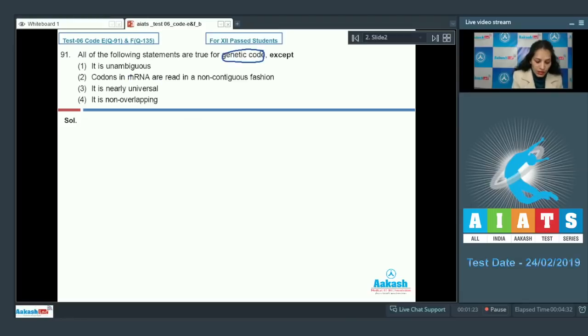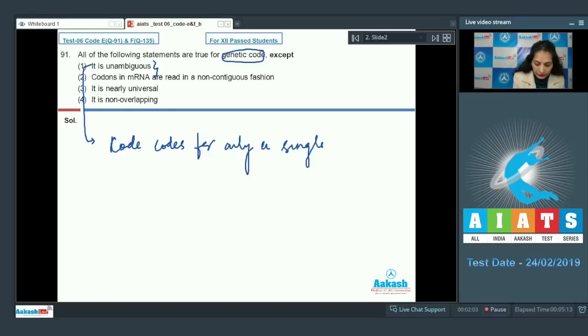See one by one. First is, it is unambiguous. The genetic code is unambiguous. It means a code codes for only a single amino acid. So one genetic code or the codon codes for only a single amino acid. It is not ambiguous. So this is a correct statement.